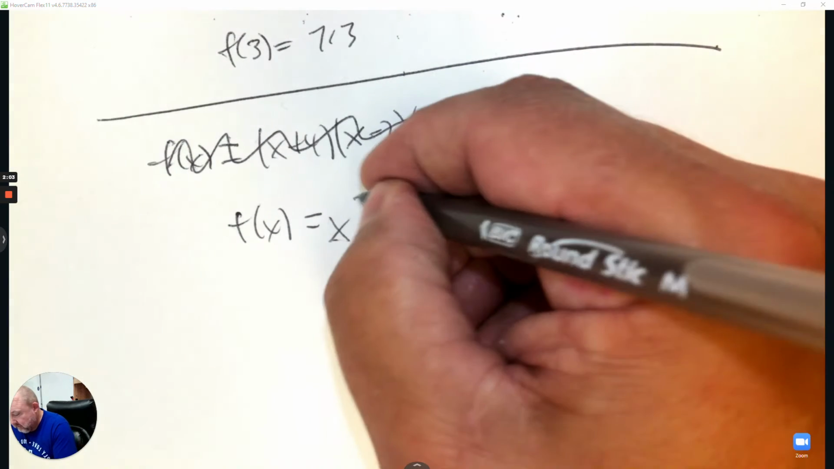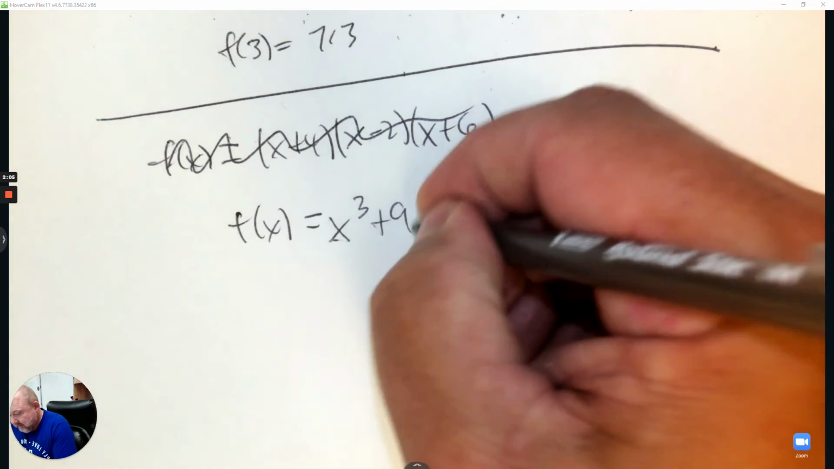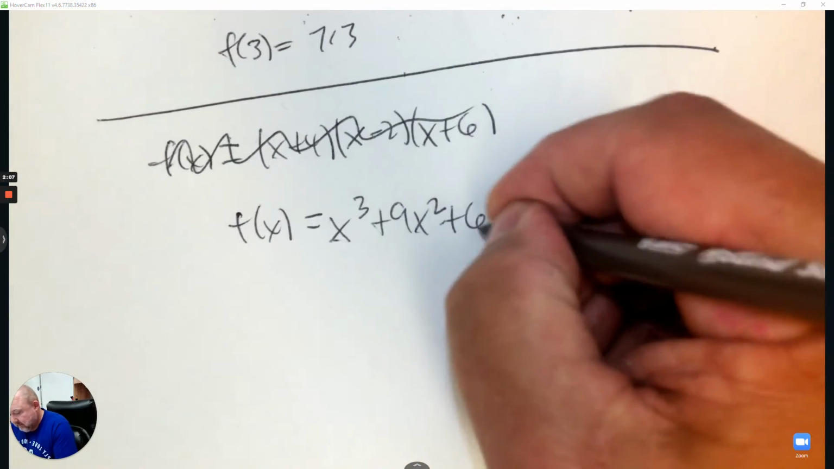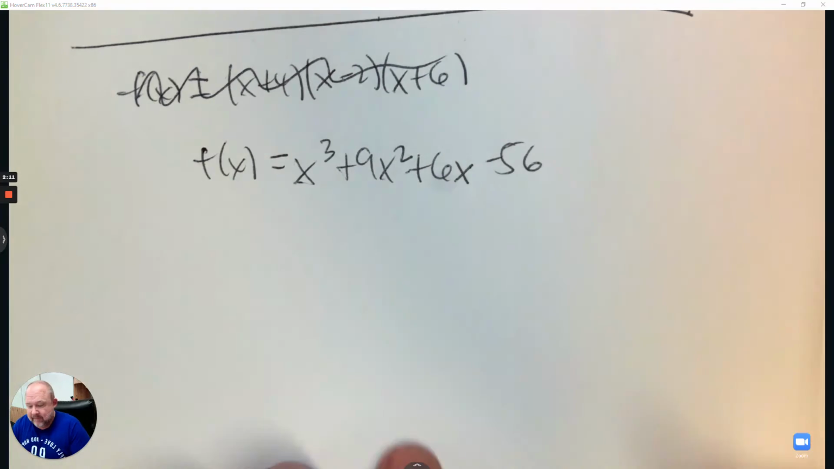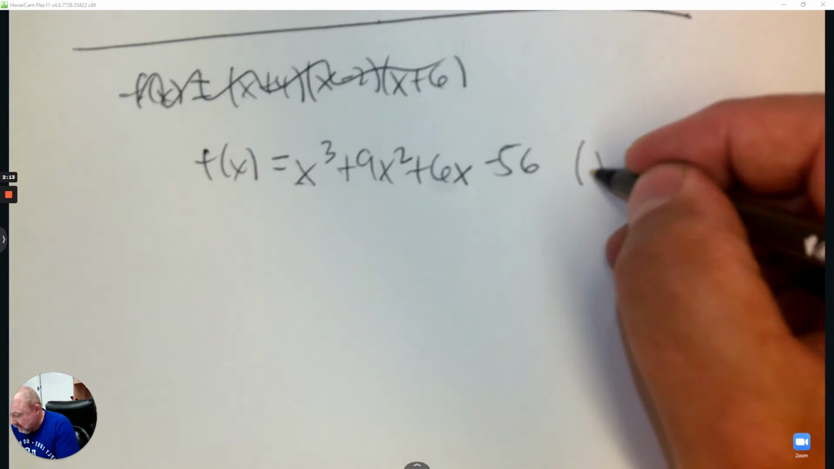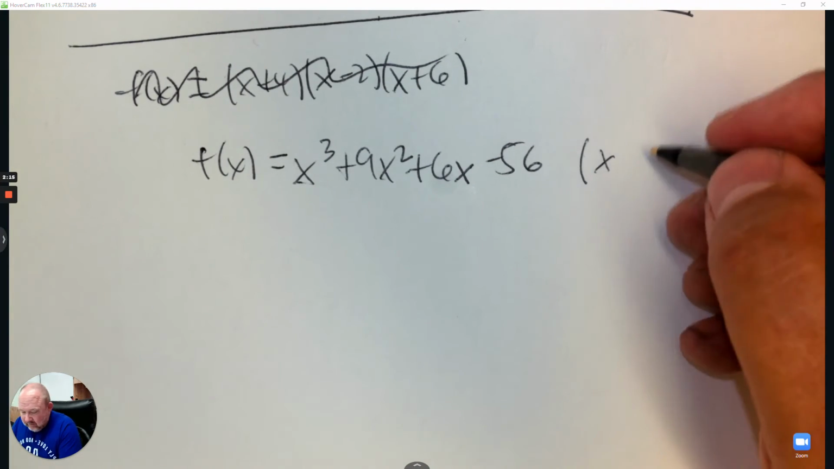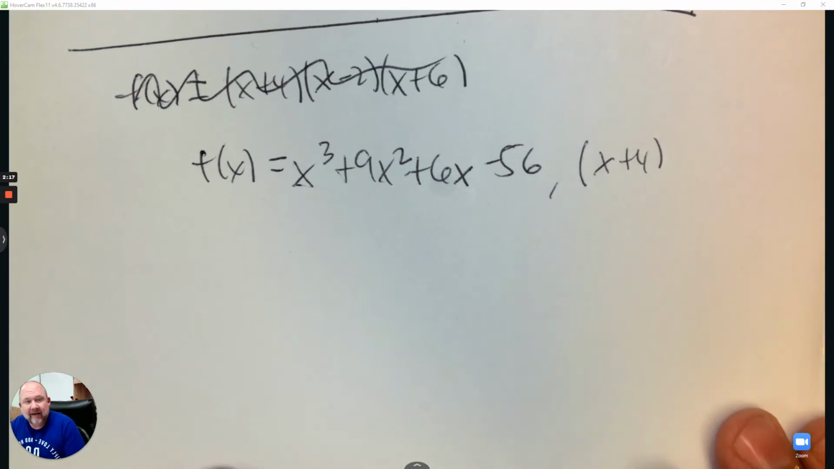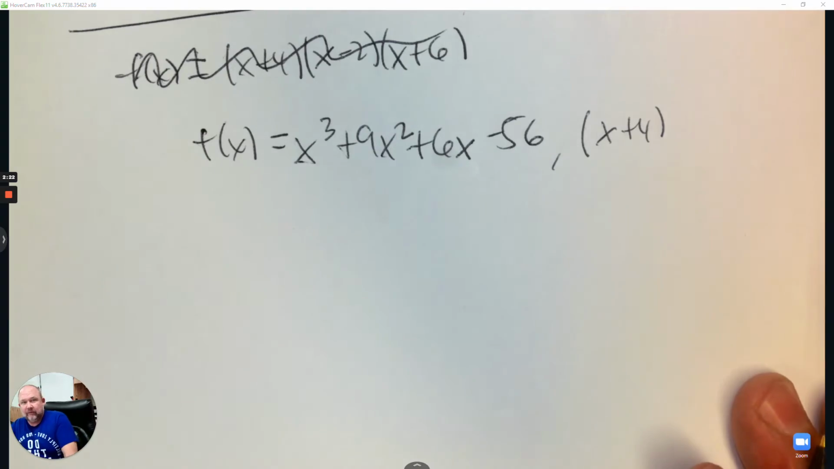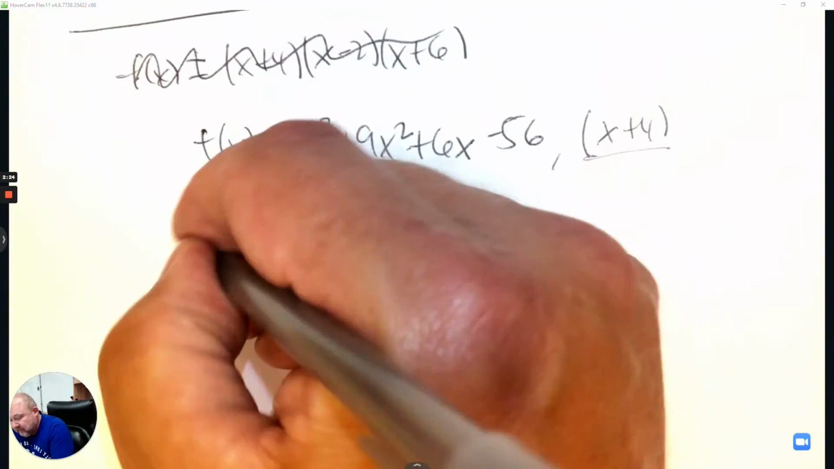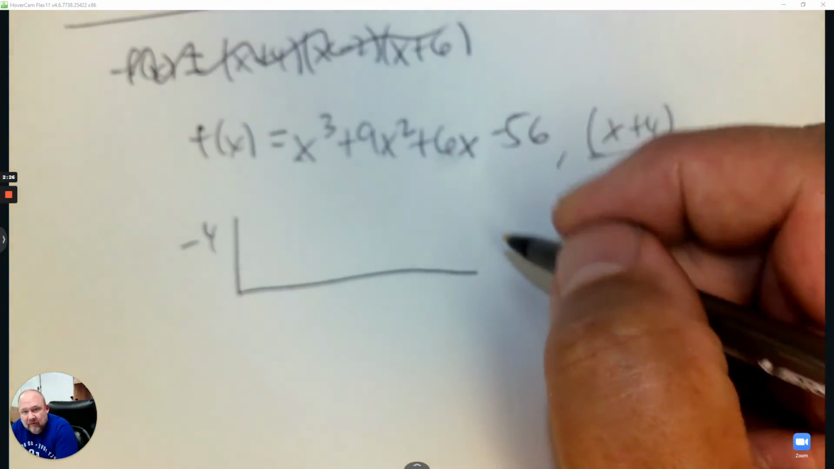All right, so x cubed plus 9x squared plus 6x subtract 56. So there's a function. If I give you a factor, let's say I'll give you the factor x plus 4. So x plus 4 is a factor. How can you completely factor it, and how can you tell me the zeros? If I give you the factor, the 0 is negative 4, and we're going to use the 0.